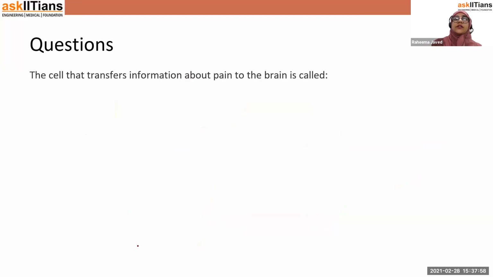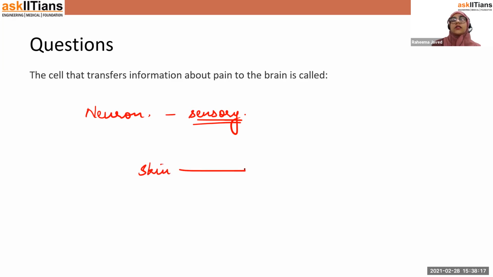The cell that transfers information about pain to the brain is called a neuron. Now if you talk about the type of neuron which does this, it is the sensory neuron specifically. It is carrying the pain signal from the skin to the brain.